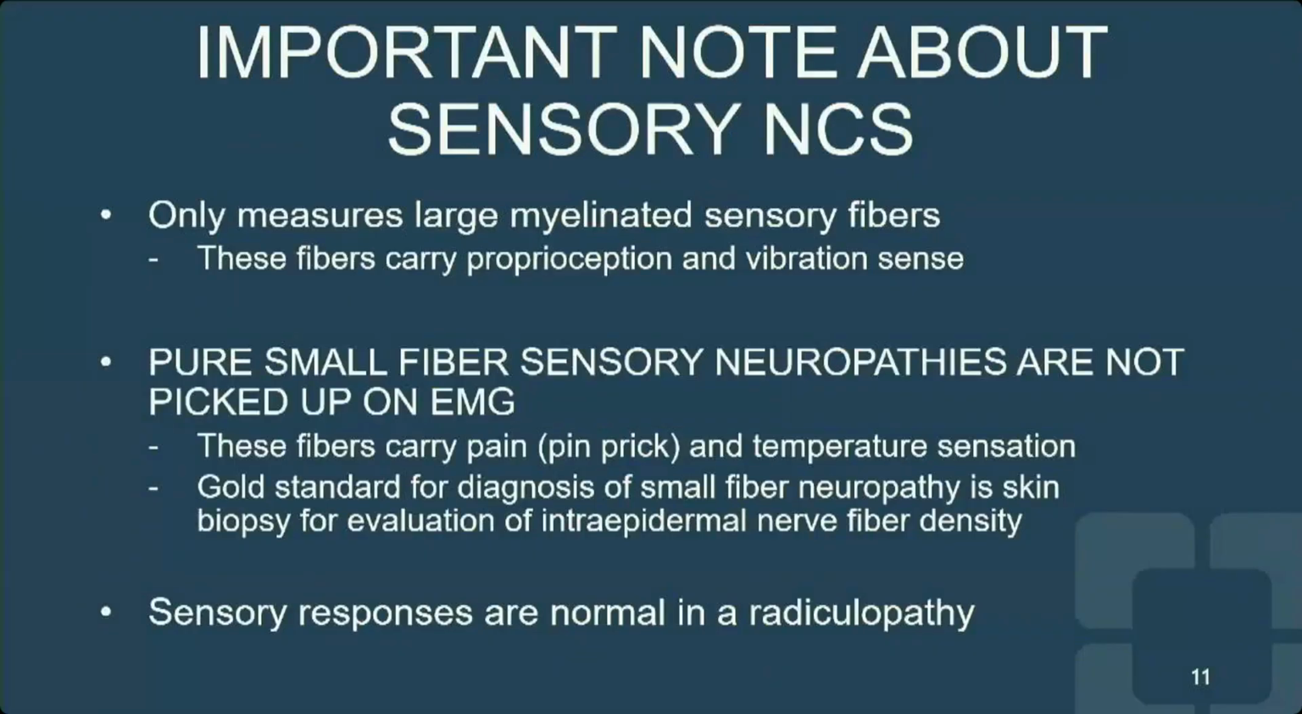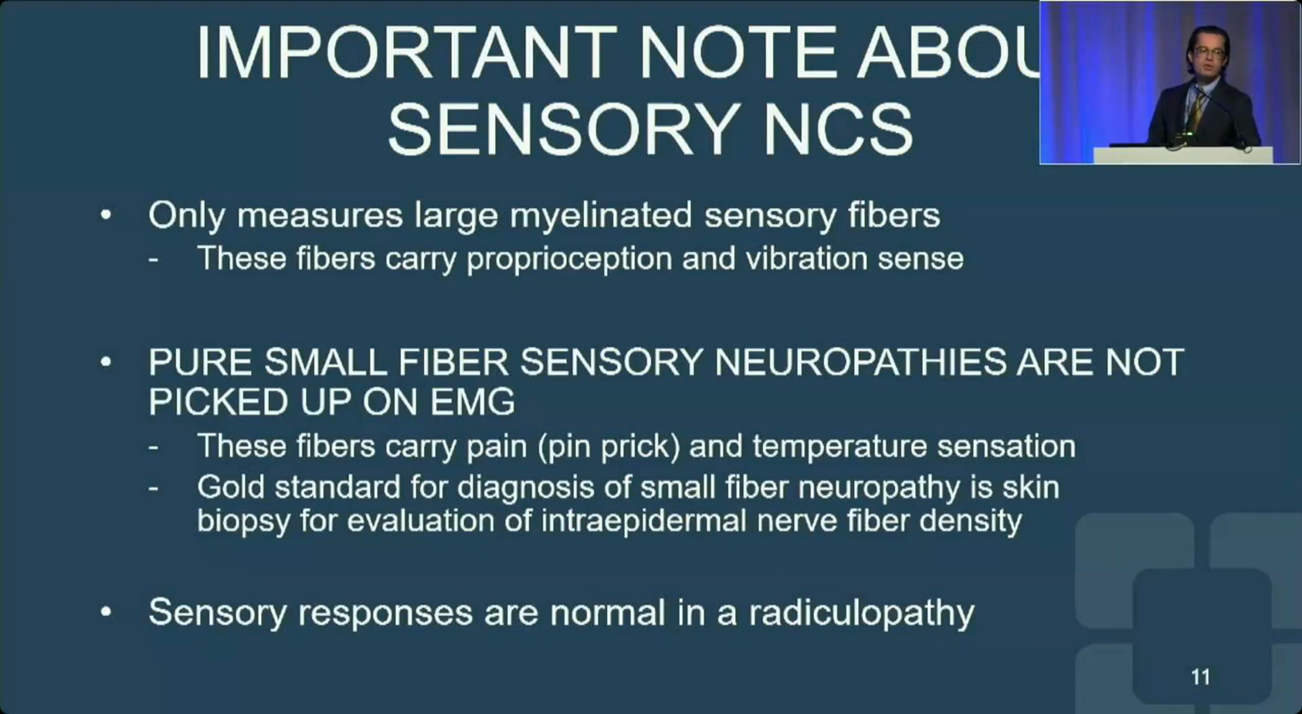So just a couple important points about sensory nerve conduction studies, and I think we've hit on these. Remember, these only measure large myelinated fibers, so if you have concern for a small fiber predominant neuropathy, probably EMG is not the first test to do. You might want to think about other tests that actually can assess the function of the small nerve fibers, like a skin biopsy. And again, sensory nerve conduction studies are normal in a radiculopathy because the process is proximal to the dorsal root ganglia.